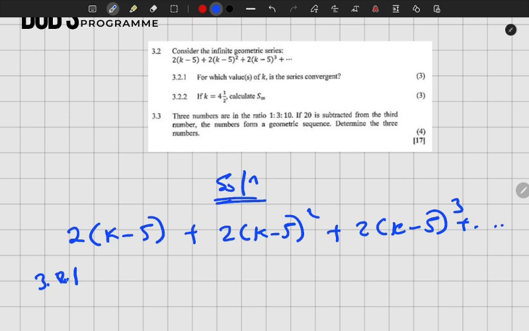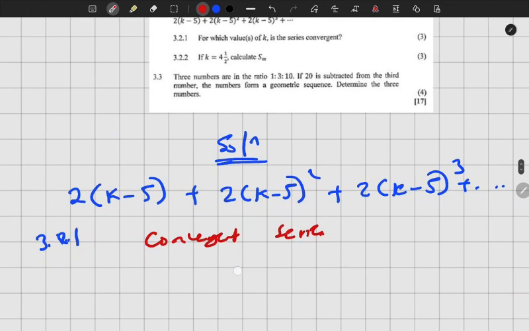First step, we're talking about convergent. So we know that for a convergent series, the condition, you write the condition down, r must be between -1 and 1. You get a mark just for writing this. When they say convergent geometric series, always write this as a first condition to show that you understand the definition of convergent.